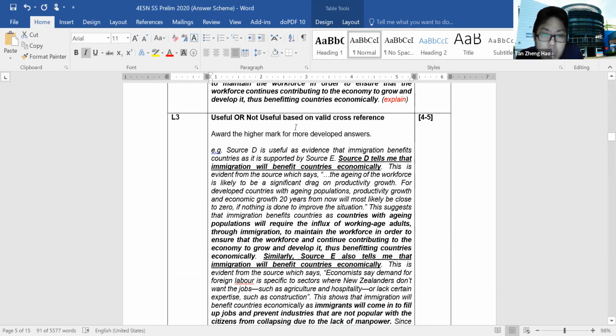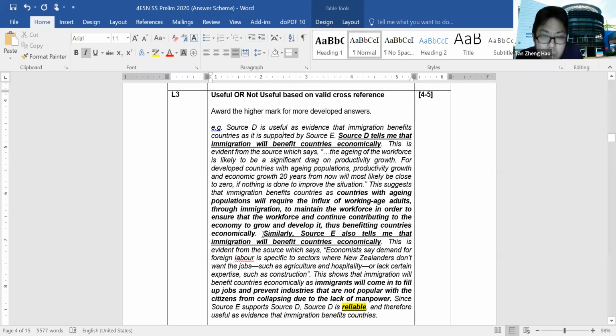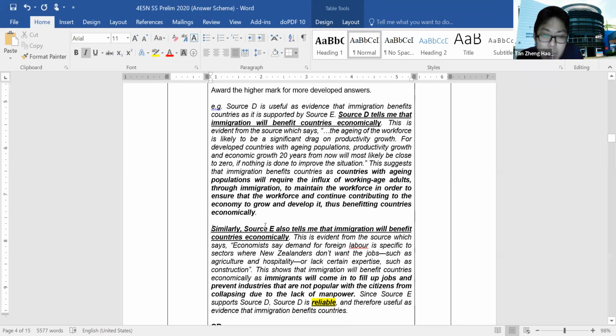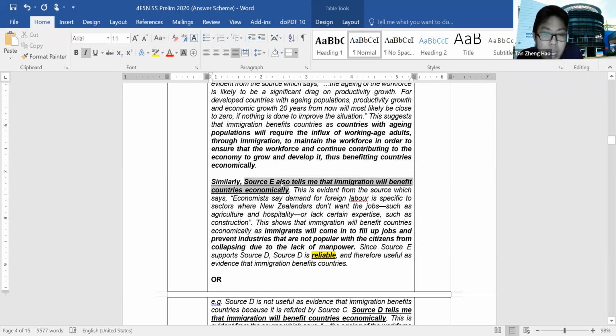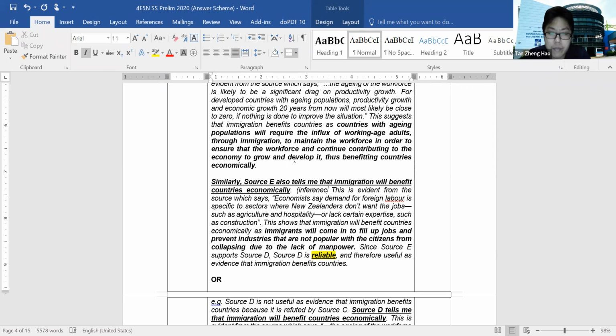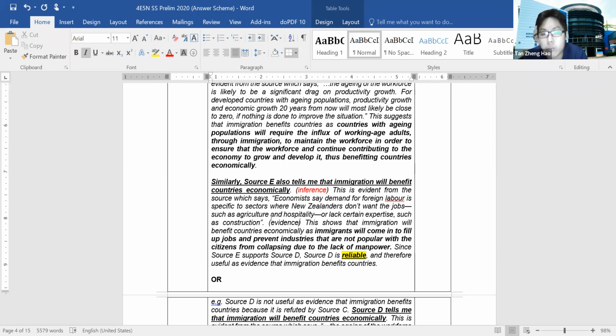Okay, I'm just going to show you how we can do a support one. So source D is useful as is blah, blah, blah. This part is the same old, but for cross-referencing, similarly, source E tells me immigration will benefit the country. Okay, this is again my inference. Do you need to do two cross-references? Obviously no, just need to do one. Okay, this is evidence. I haven't gone through this source with you before, so I shan't talk too much about the source, but basically I want to show you the rough structure.